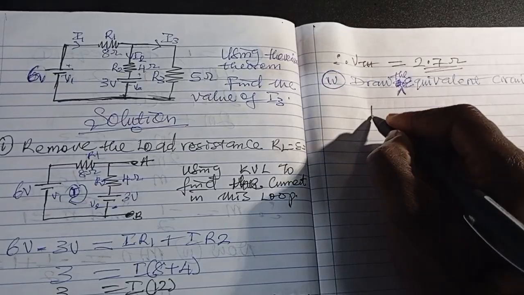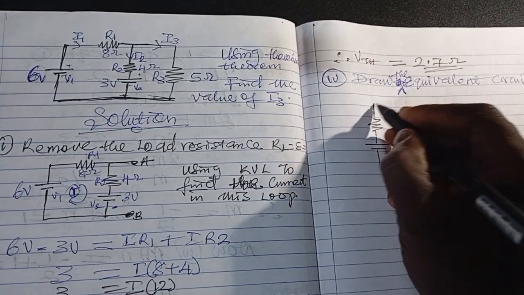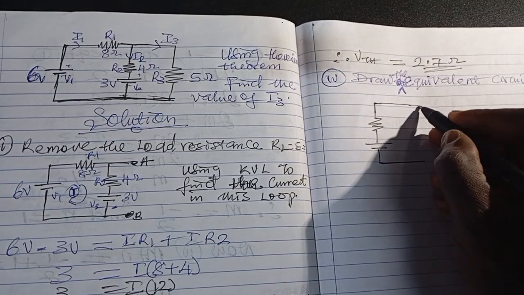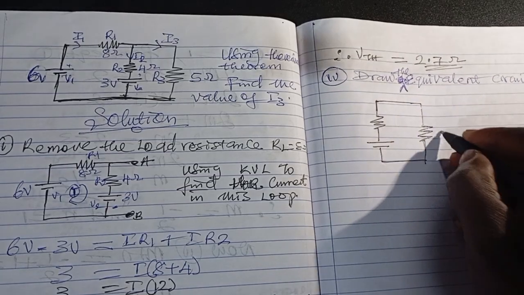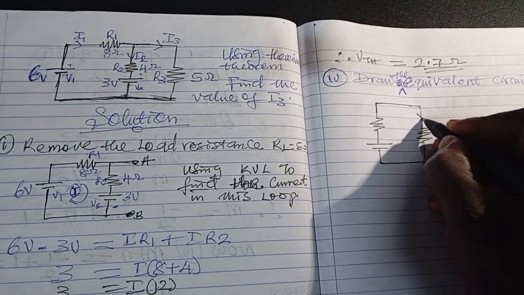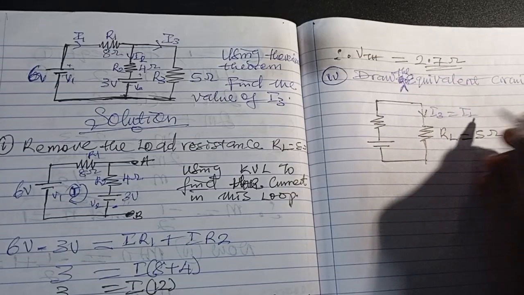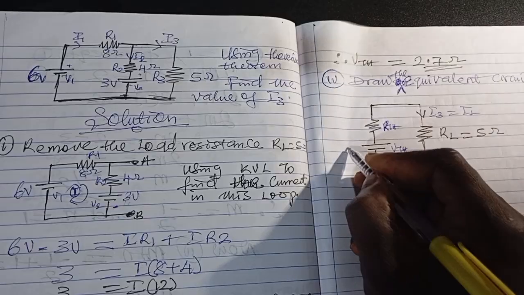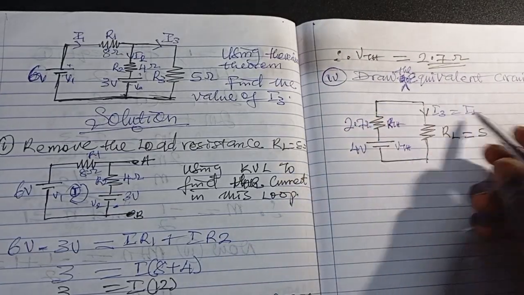Our equivalent circuit will be VTH in series with our RTH, then all in series with the load resistance. So this is our RL, which is 5 ohms. Now, this is the current we are required to calculate, I3, which is the same as our I load. RTH, VTH. So VTH is 4 volts, RTH is 2.7 ohms. Now, let's calculate this current.